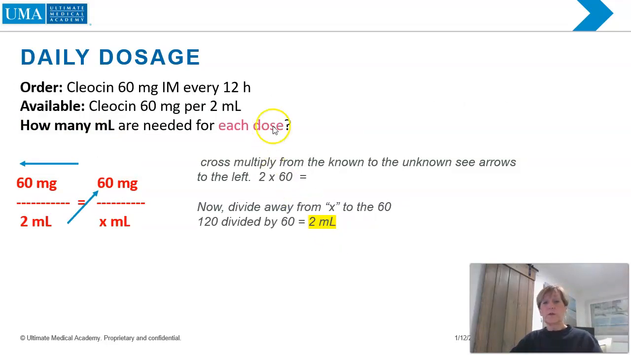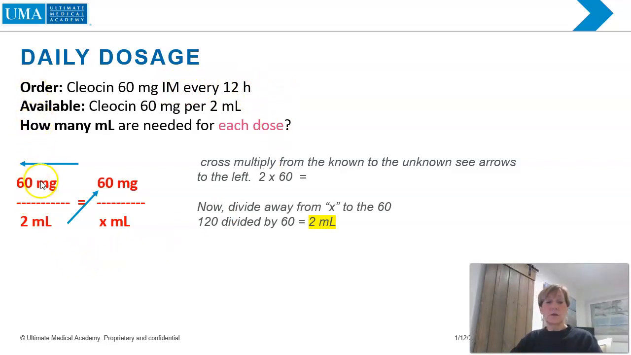One more. This is another way that you will see daily dosages. It's already telling you how to do these problems. The order, which is from the physician, doctor's office, available. This is what you're going to be taking off the shelf. So it's a complete entity. You don't separate these. And then it's asking how many milliliters are needed for each dose. Not how much for the day, but for each dose. So I do nothing with every 12 hours. You don't need that information at all.